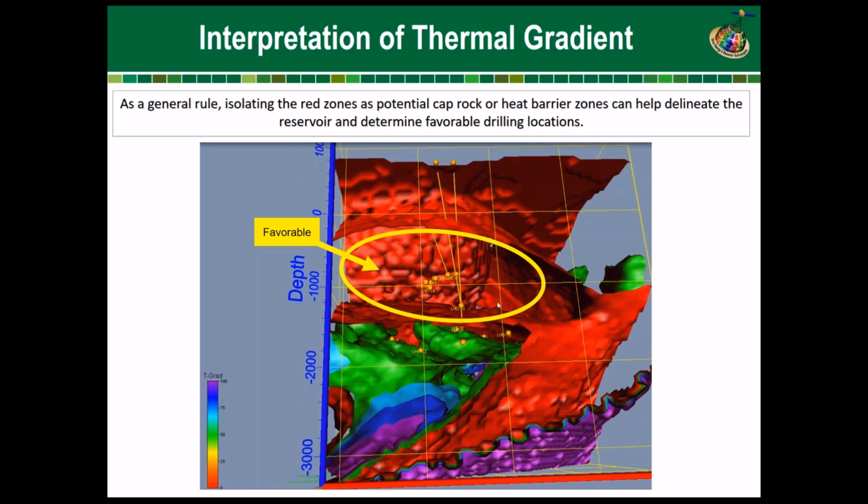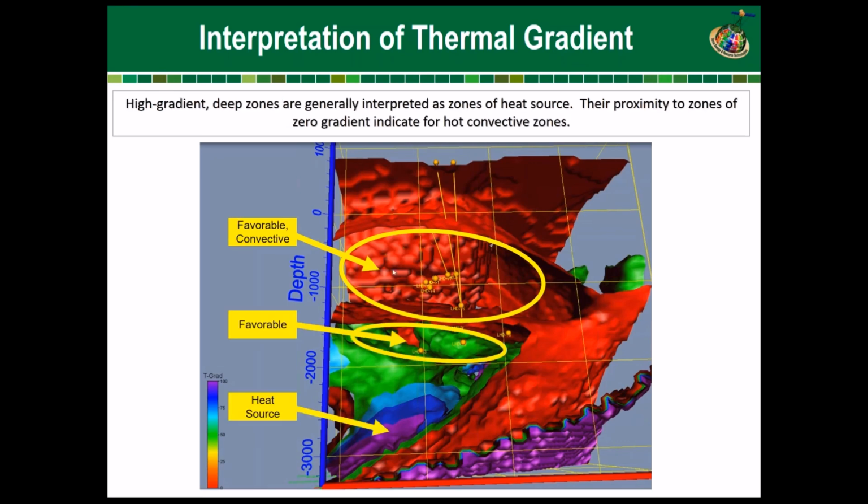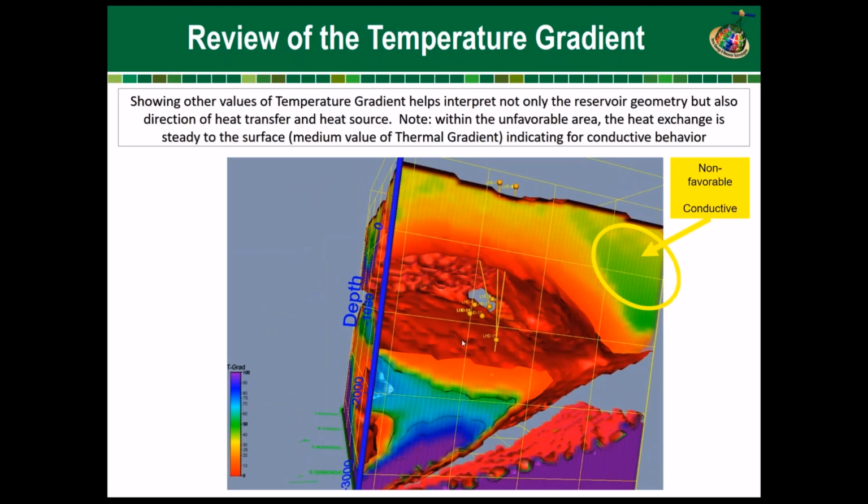So to us, it looks like a zone that is potentially favorable, or as we call, convective. Right above the heat source, there's also an interesting zone. It's a thin zone. However, right above the heat source, it may be very hot and also very favorable in terms of being convective.